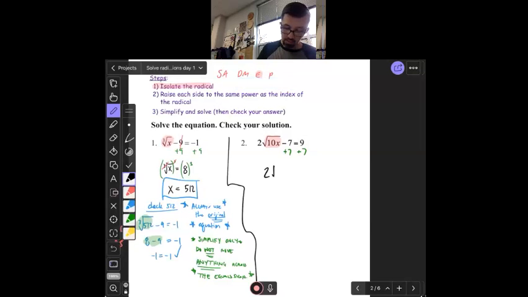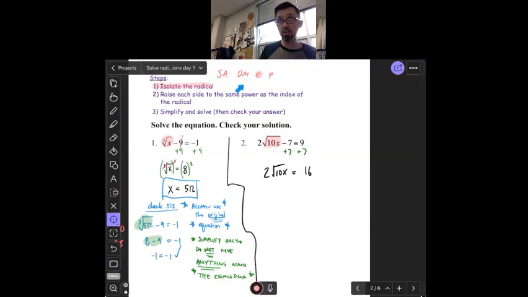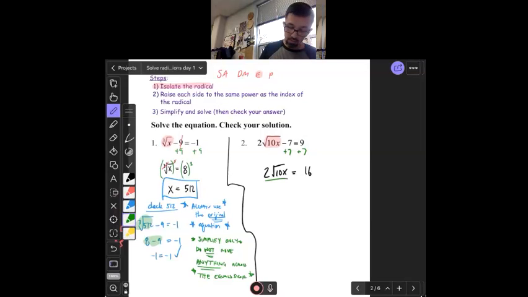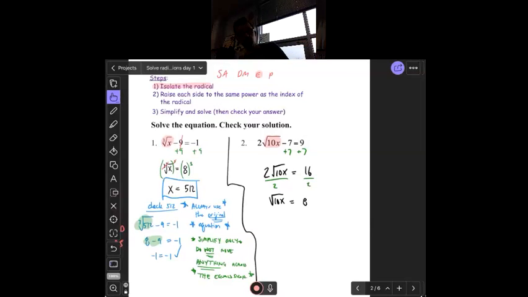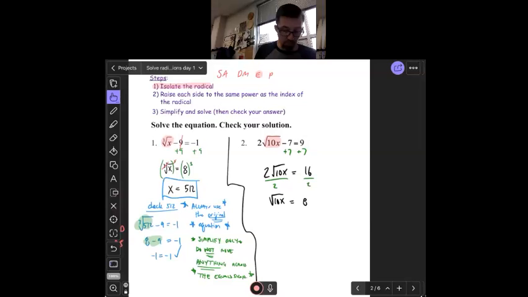So I got 2 times the square root of 10x equals 16. I want to look for any division or multiplication to get rid of next. Okay, so dividing by 2. So the square root of 10x is equal to 8. So our radical is isolated. So we're at that point now of how do I get rid of a square root?